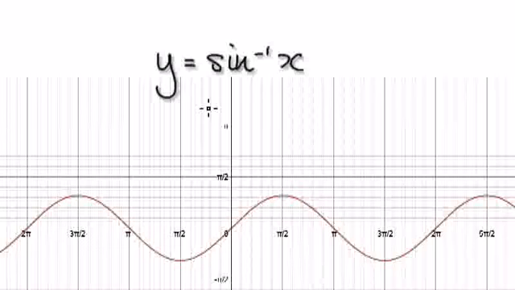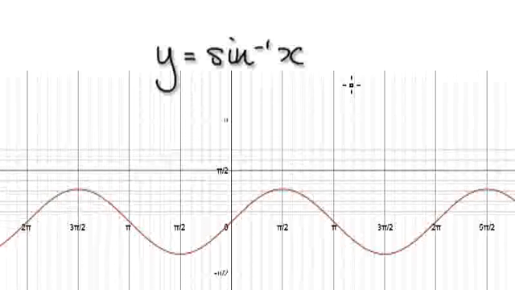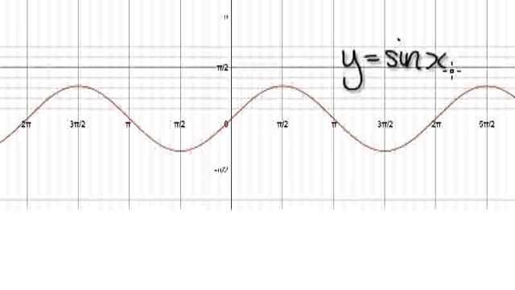Okay, let's give you guys some practice. Your job here is to differentiate this. Find the derivative of inverse sine of x. But before you do, look at this. This is your normal standard y equals sine of x here.